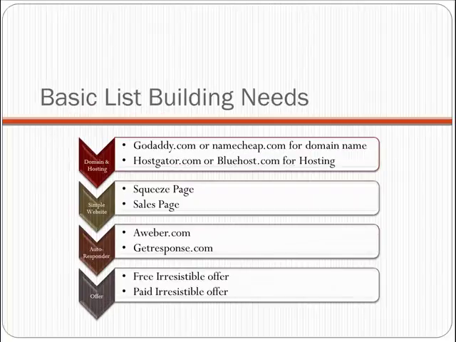So here's your basic list building needs that you're going to need to get started. First of all, you're going to have a GoDaddy or Namecheap.com. You're going to have to go to that to get yourself a domain name that lines up, with good keywords for your targeted niche that they're going to be looking for. It's important that you get a good domain name.